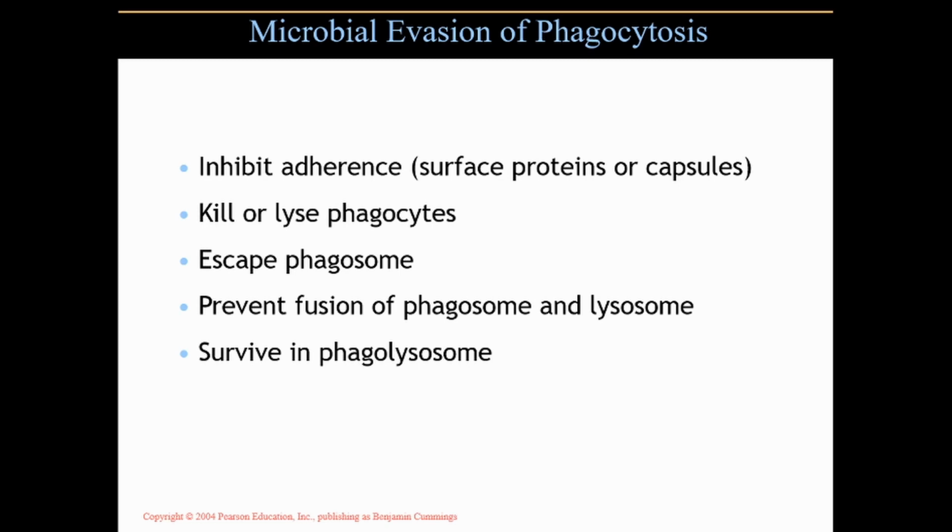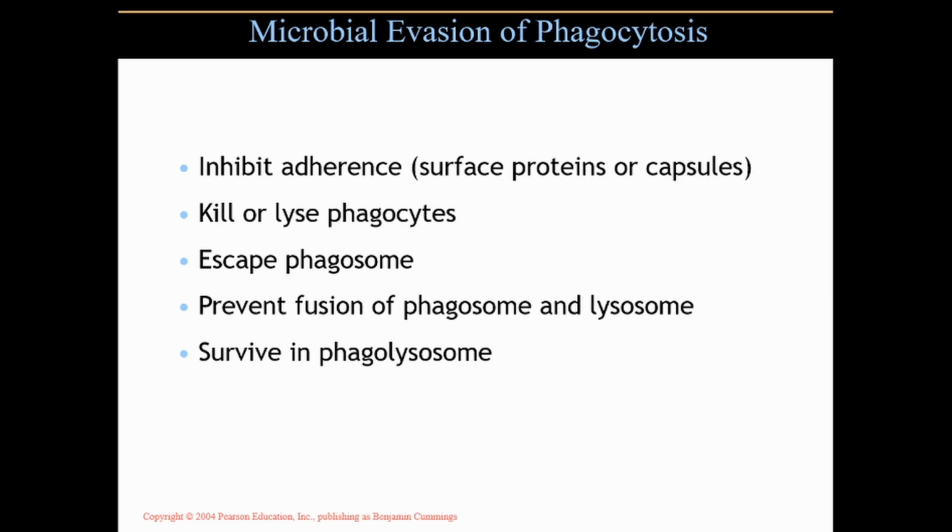It's kind of like Teflon. It just slides right off of it. And so therefore the phagocyte never has an opportunity then to ingest the microbe. They can kill or lyse phagocytes. So they can even bring about the destruction of the phagocyte itself. They can escape the phagosome, so they don't get locked up within it, and therefore they are not subjected to the hydrolytic enzymes from the lysosome. They can prevent the fusion of the phagosome and the lysosome.